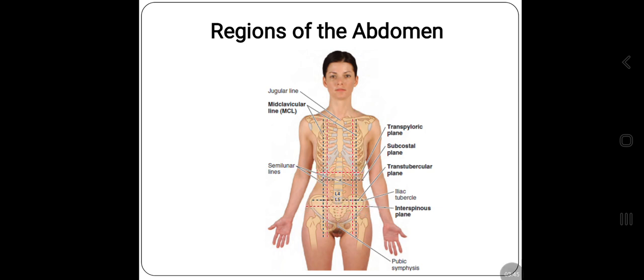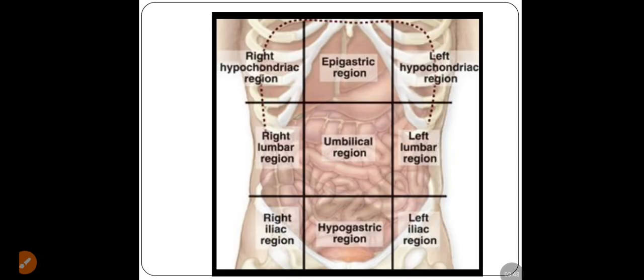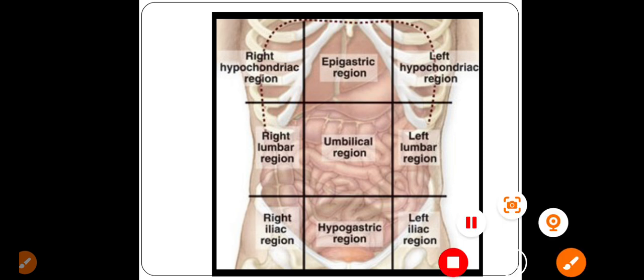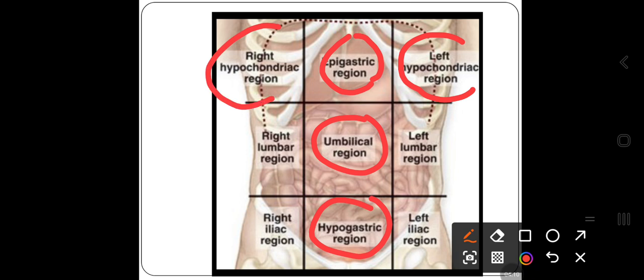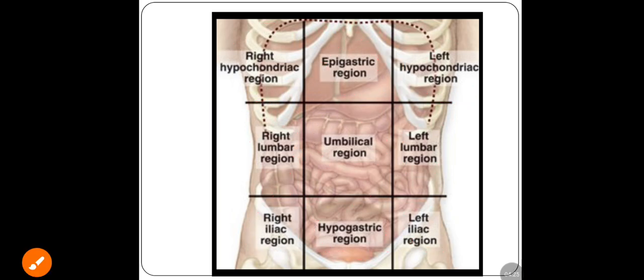So, by using these lines, we can divide the abdomen into 9 regions, which are the epigastric region, umbilical region, and hypogastric region. On each side of the epigastric region, there are the left and right hypochondrium. On each side of the umbilical region, you can find the right and left lumbar regions. On each side of the hypogastric, you can find the right and left iliac regions.